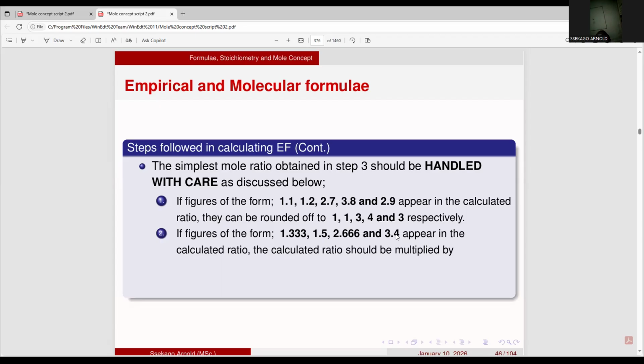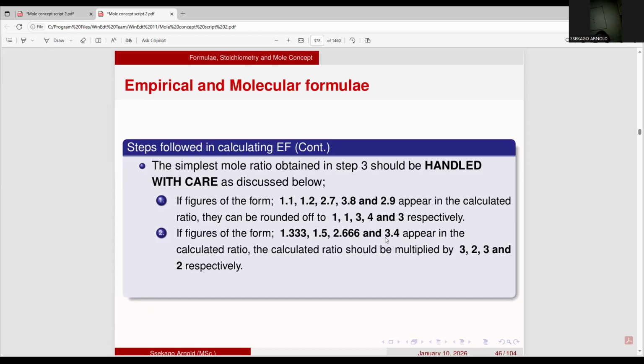2.667, 0.4, we are here. What do you do? It says that if they appear in the calculated ratio, the calculated ratio should be multiplied by: for 0.33, you multiply by 3. 0.5, you multiply by 2. 0.667, you multiply by 3.